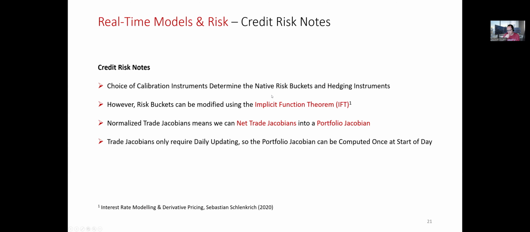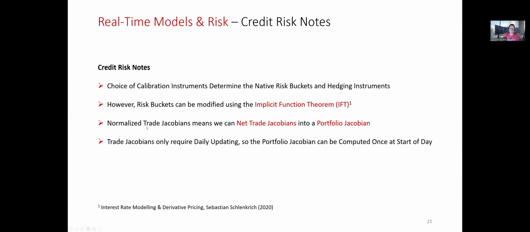So we pick liquid instruments to calibrate to. These liquid instruments will be our hedging instruments. That kind of makes sense. Now, however, if you want to change those risk buckets and use different calibration instruments, we can modify the risk buckets using the implicit function theorem, and we can refer to these notes here by Schellenkrieg on how to do that. It's also covered in my book.